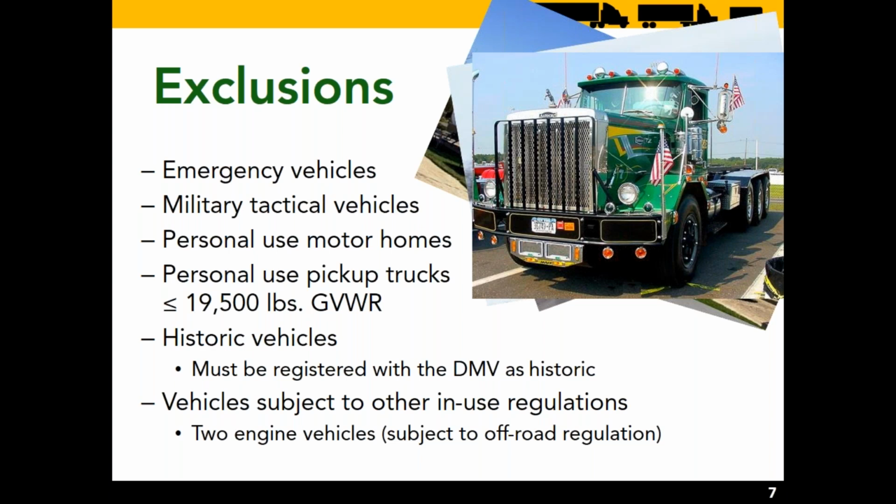And finally, if you have a two-engine vehicle, this would be a vehicle that has a main drive engine that provides the motive force, and then a secondary engine used for some other power production purpose, but the secondary engine doesn't provide any motive force. Those are called two-engine vehicles, and they create a problem for us because that secondary engine is called portable, and there's a whole set of regulations that deal with that. We're not going to discuss that anymore in this class, but you should be aware that those two-engine vehicles are generally going to be subject to the off-road regulation.